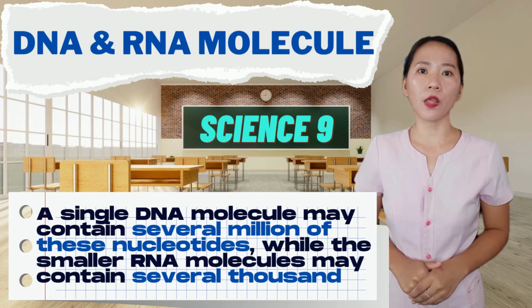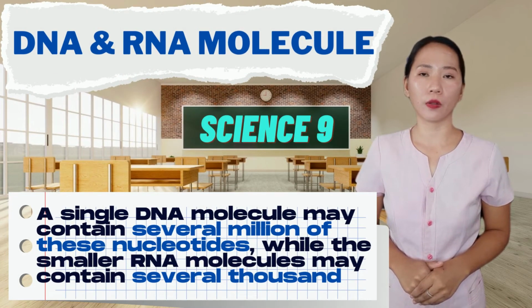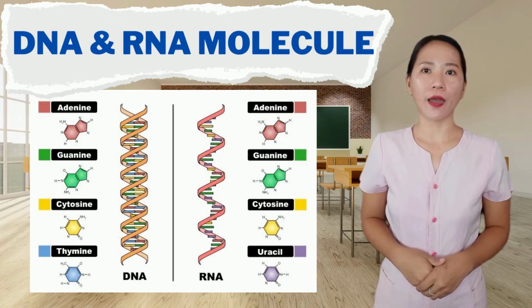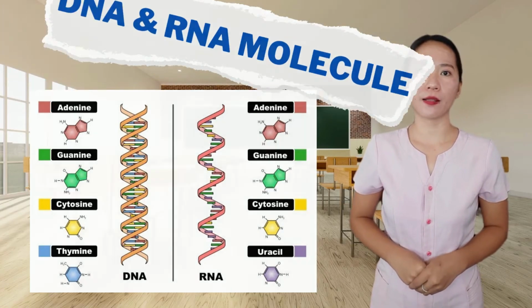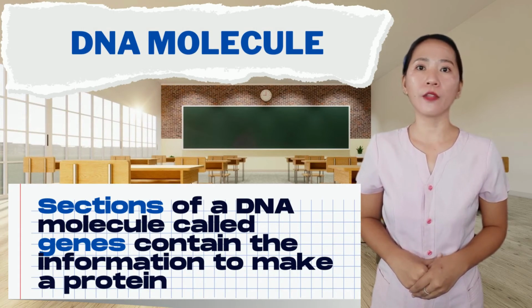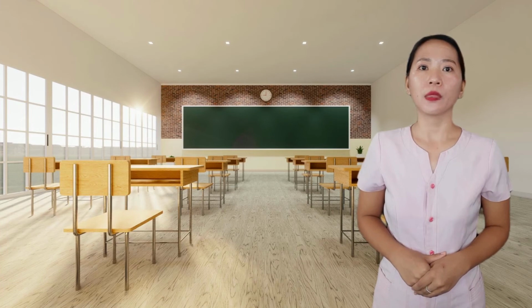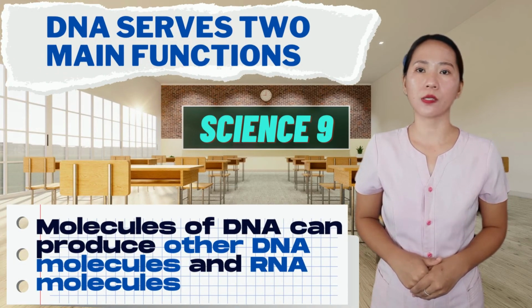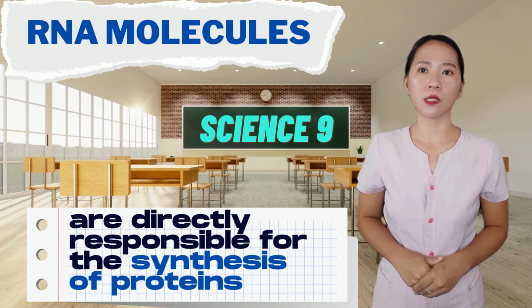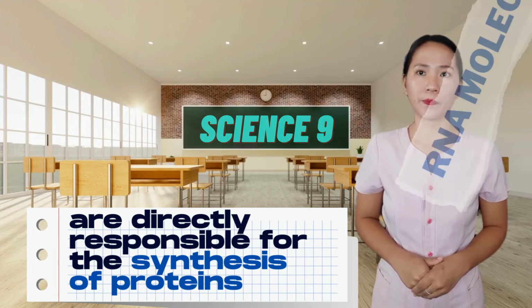A single DNA molecule may contain several million nucleotides, while the smaller RNA molecules may contain several thousand. The DNA carries the genetic information for the cells. Sections of a DNA molecule called genes contain the information to make a protein. DNA serves two main functions. Molecules of DNA can produce other DNA molecules, and RNA molecules are directly responsible for the synthesis of proteins.